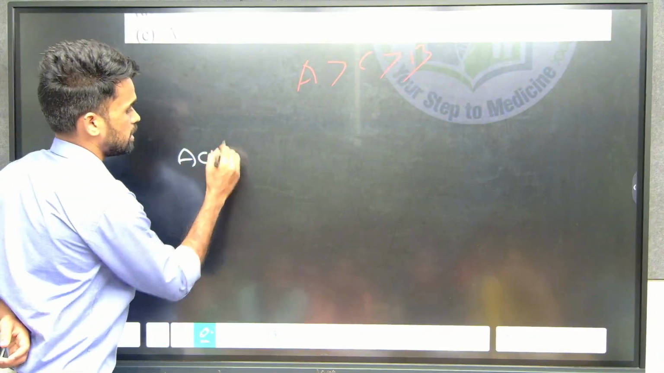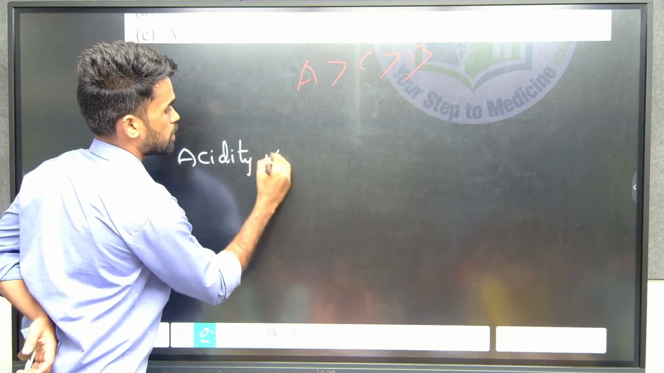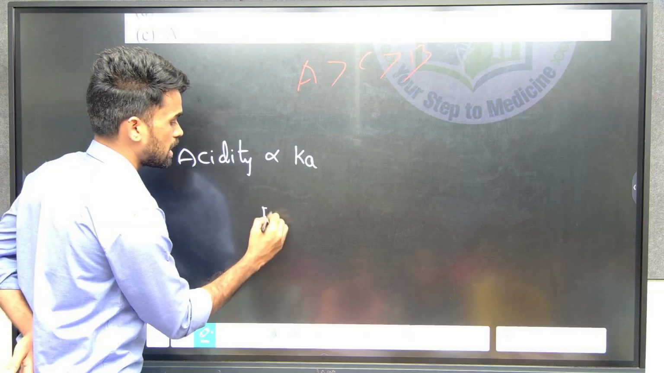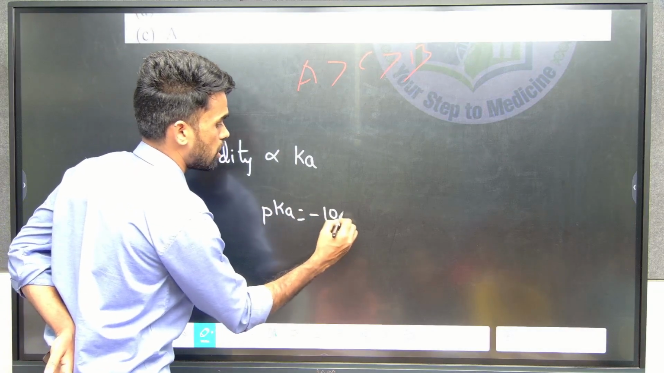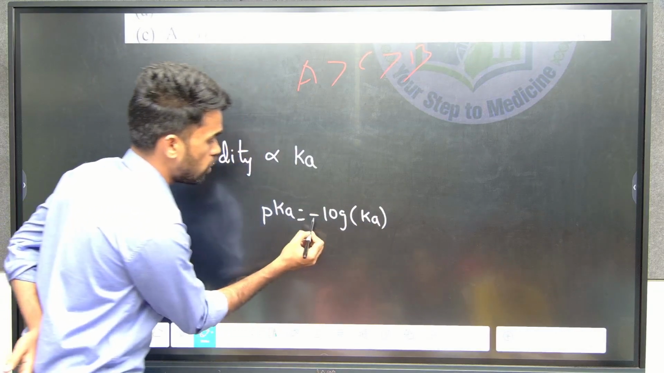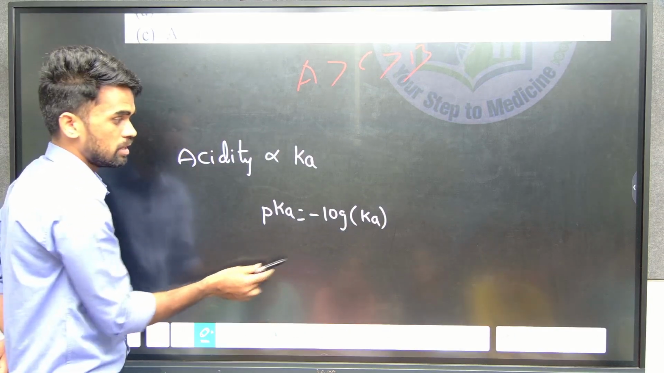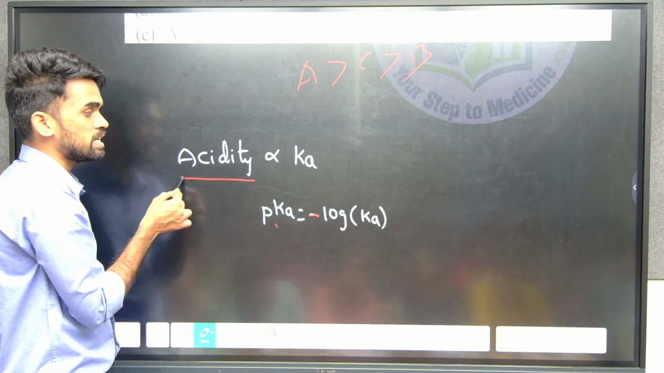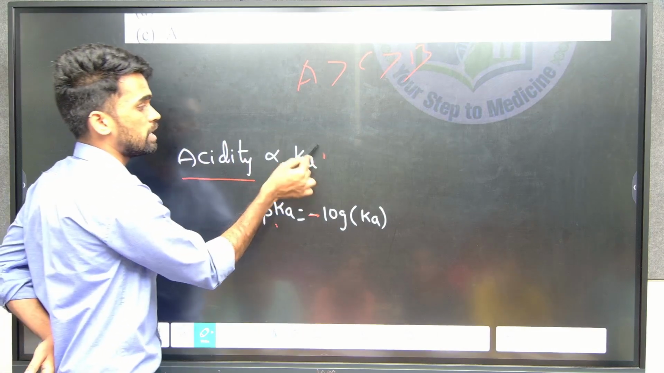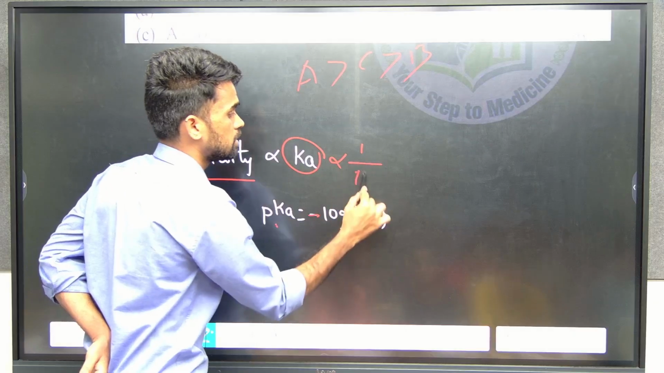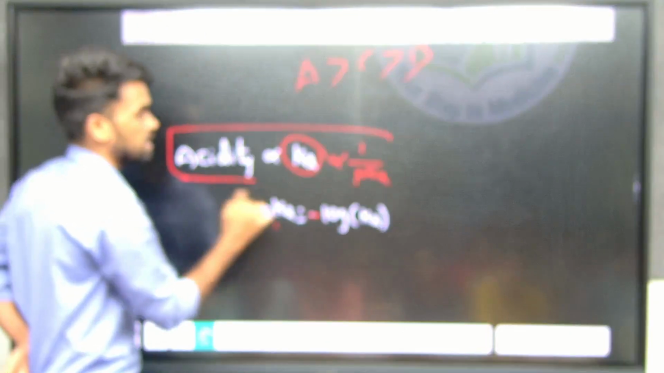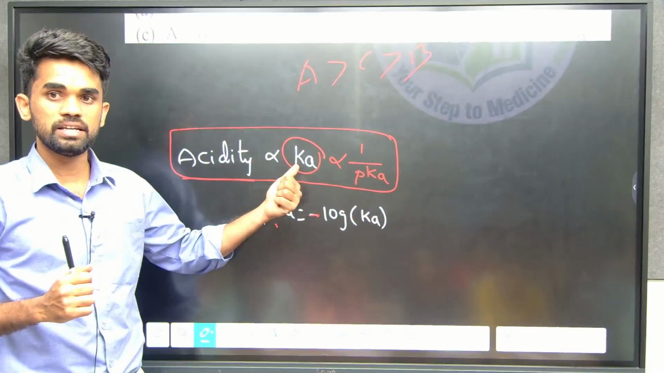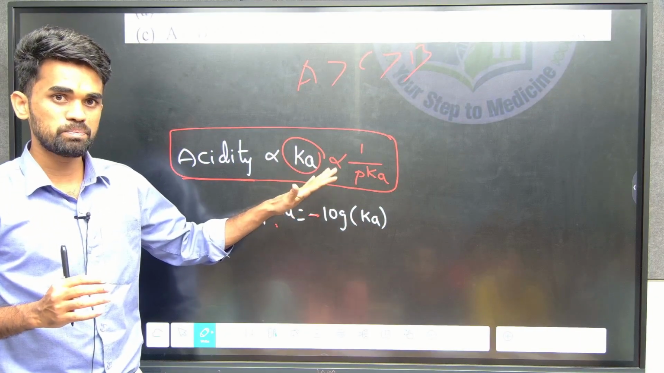Acidic nature, acidity, is directly proportional to Ka, the acid dissociation constant. And how do we write pKa? pKa equals minus log of Ka. See how Ka and pKa are related? Because of the minus, the more the Ka, the lower the pKa. So a more acidic substance, a more acidic compound, has greater Ka and least pKa. Is this clear or not what I am saying? Ka, pKa, acidic nature, how are they related? Is this clear or not? If not clear, tell me again.